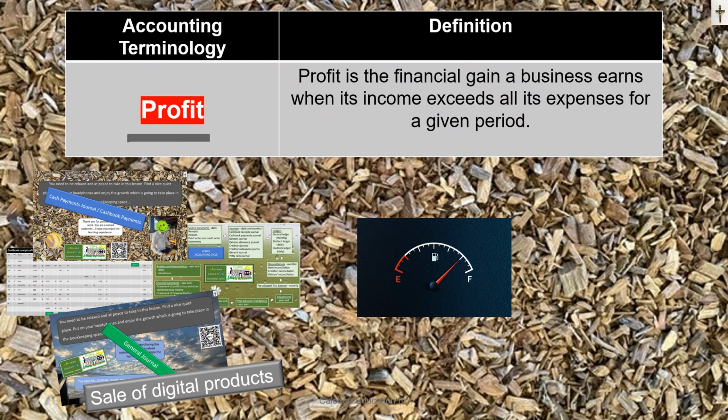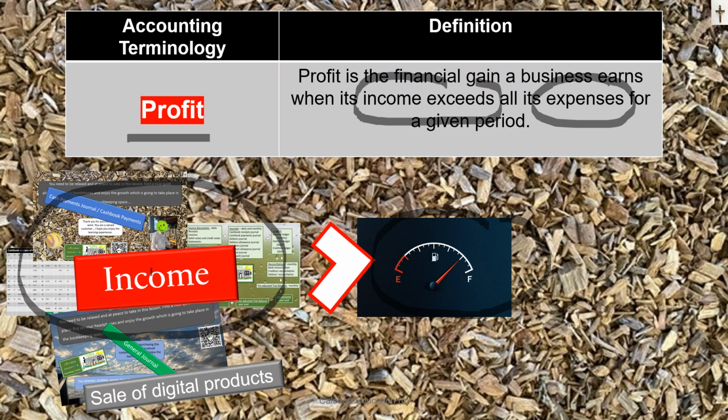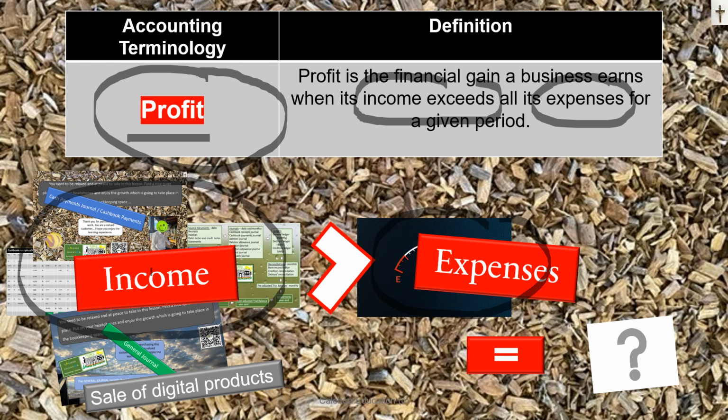Profit. What is profit? Profit is when income exceeds expenses. Now we checked what income was and we saw what expenses were. So if we got our digital products, we sold all these items and we had expenses like fuel, the income, if it is greater than our expenses, that is going to equal a profit, right? A profit. Income must be greater than expenses. Note, assets and liabilities are not included in this calculation of profit.